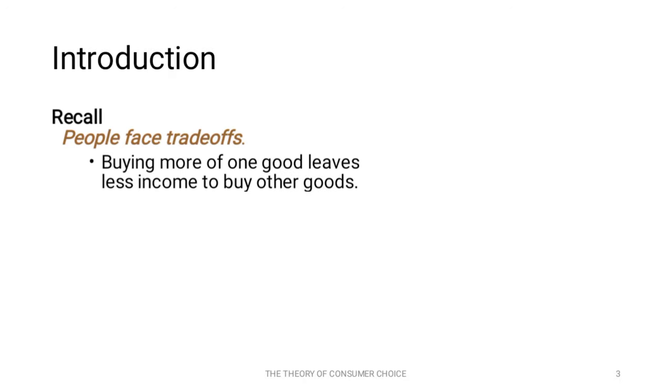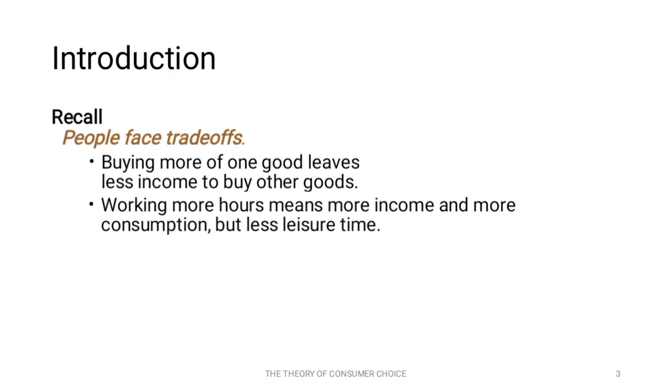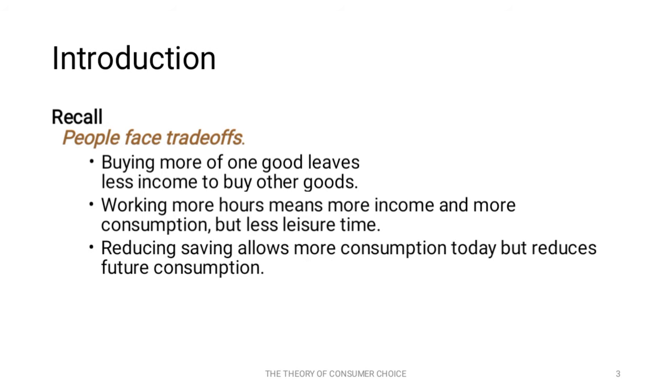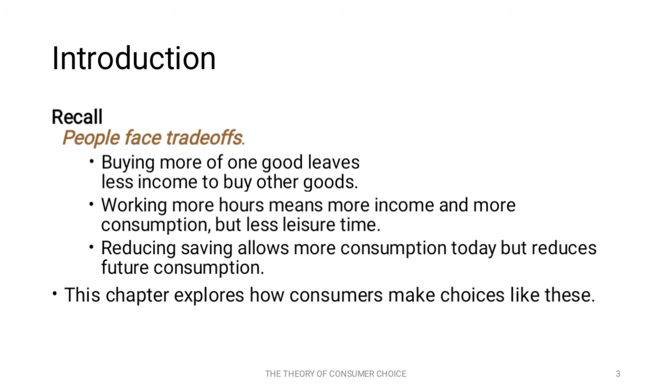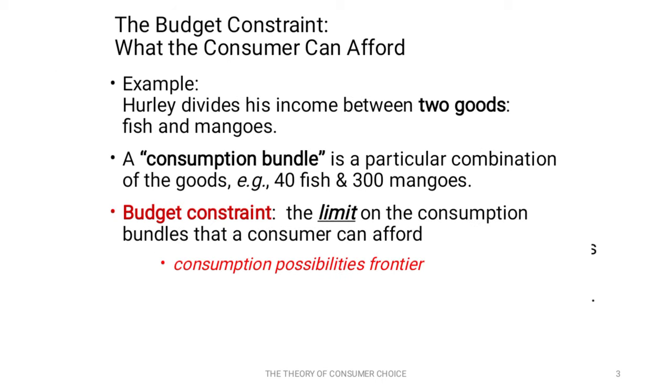We are going to start with a recap. People face trade-offs. I believe you all remember what trade-off means. A trade-off is when people give up something to get the other. So buying more of one good leaves less income to buy the other. Working more hours too means more income and more consumption, but less leisure time. And there are other examples. This chapter explores how consumers make choices like these.